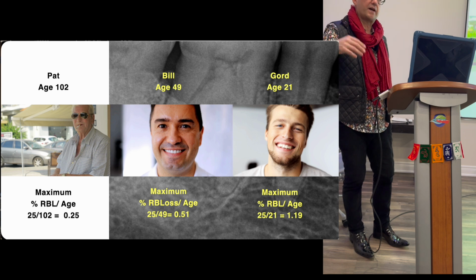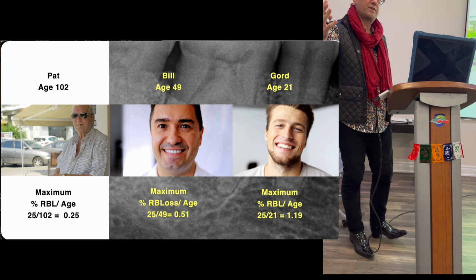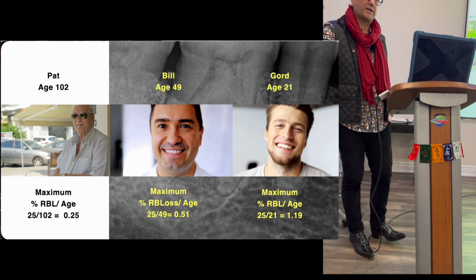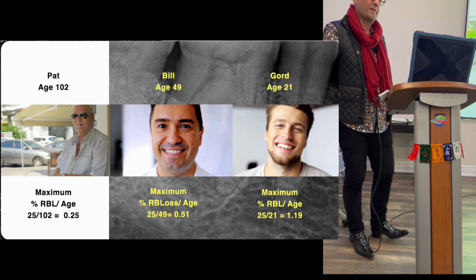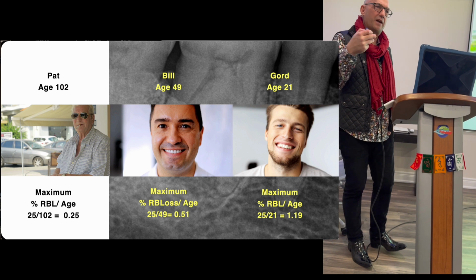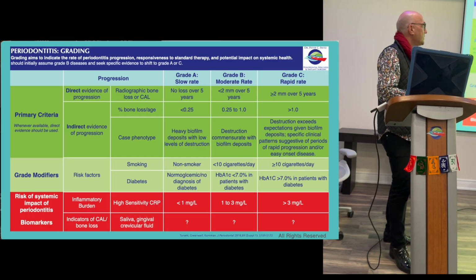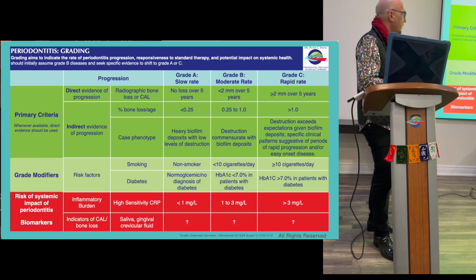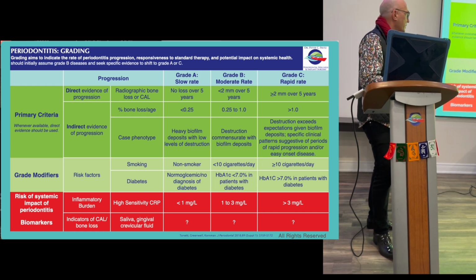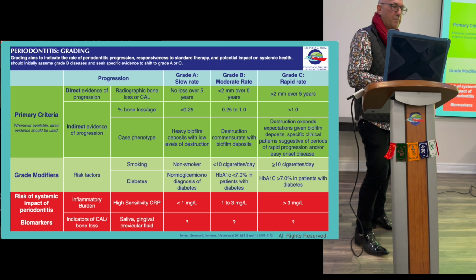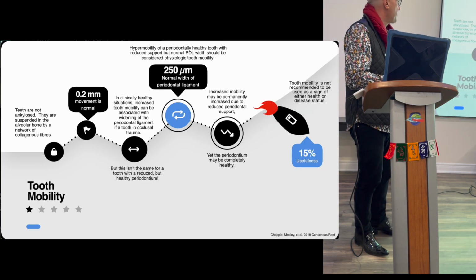So you see how the indirect evidence, the calculation, is so important, that you look at the bone loss, but you also factor in the patient's age. Any questions about that? No? Okay. Interesting way to think about it, and I was really glad that they sorted that out this way. So this is a grading chart here, which is really an important slide. So it's on our app. I encourage you to look at that.